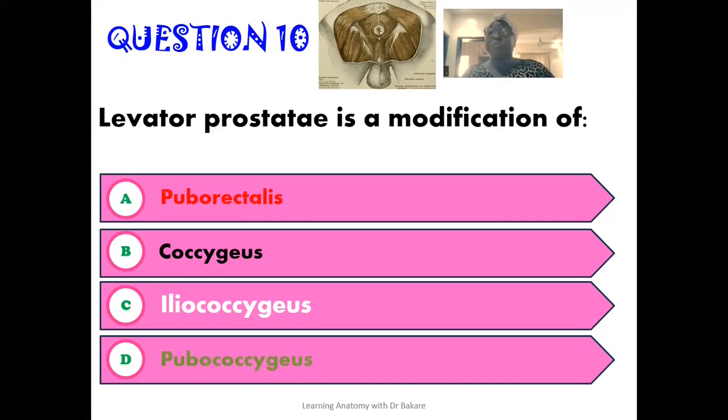Out of all these options, the correct one here is the pubococcygeus muscle. The pubococcygeus muscle is seen to give rise to fibers that are transformed into the levator prostatae. So this is the correct option here.